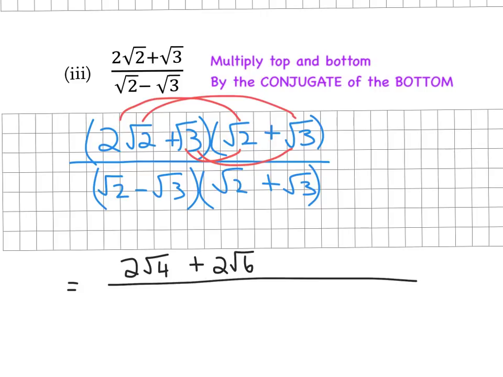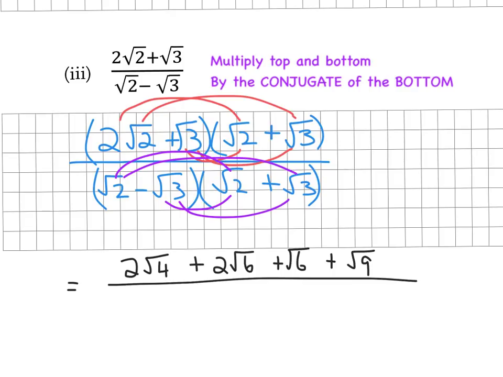Here I have root 3 times root 2, which gives me root 6. And here in the last bit, root 3 times root 3 gives me plus root 9. Okay, and similarly on the bottom, I have the first by the first, root 2 times root 2, plus root 2 times root 3. In fact, let's do that in a different colour. So the first by the first, root 2 times root 2, plus root 2 times root 3. Second by the first, and the second by the second.